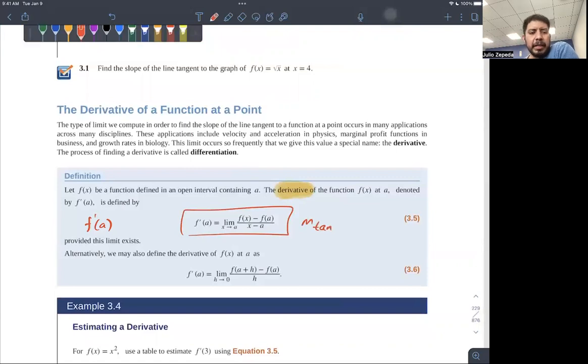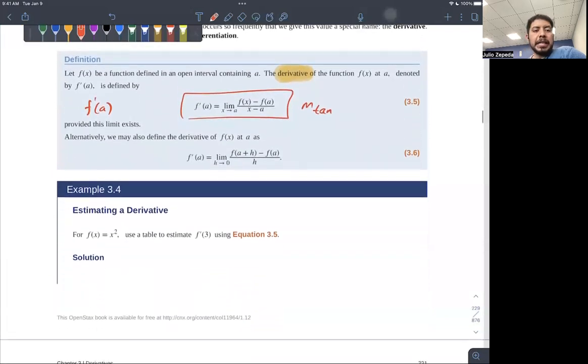So alternatively, we can also define it with the limit as h approaches 0. When we say the derivative of f of x at 2, we mean the limit as x approaches 2 of f of x minus f of 2 over x minus 2. So we're given this limit. It's so important that we're giving it a special name.